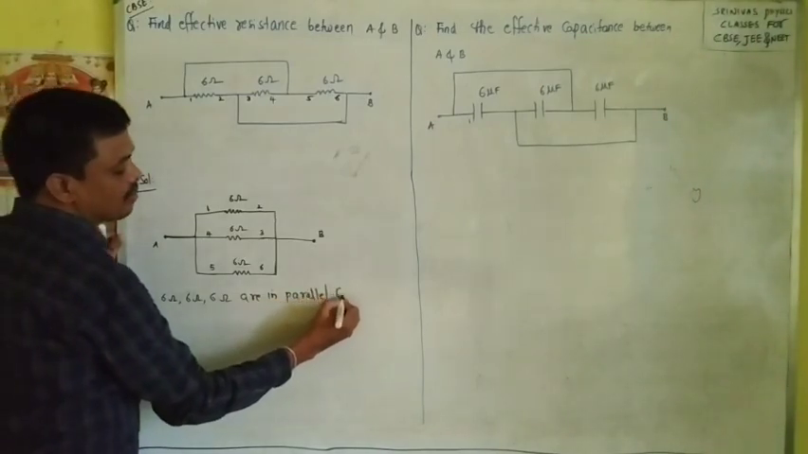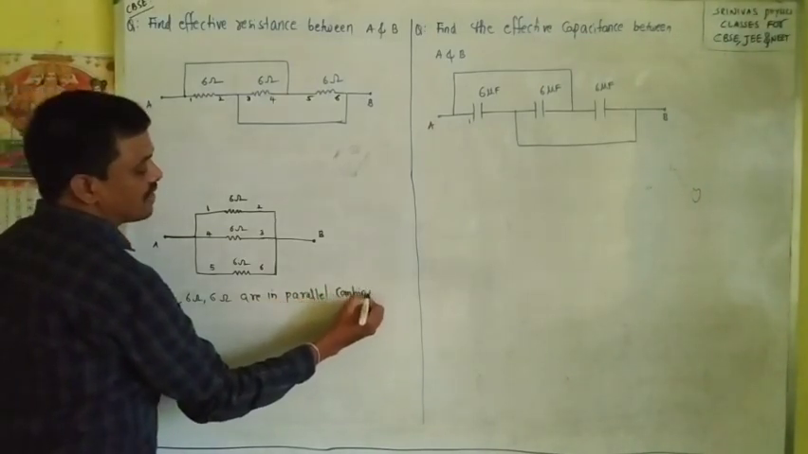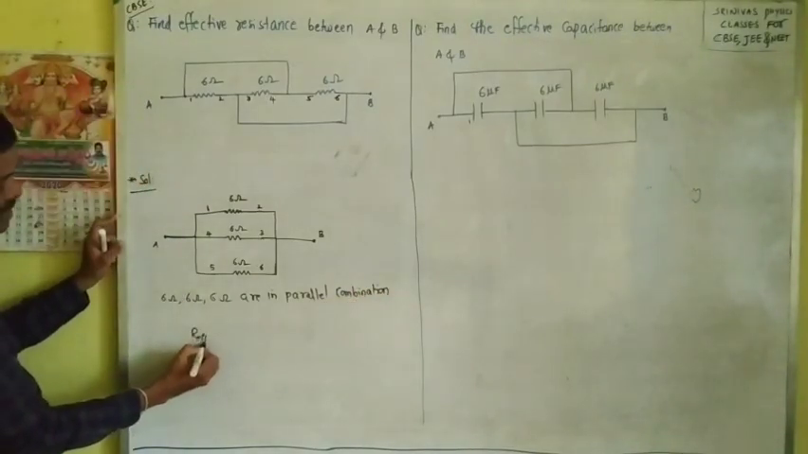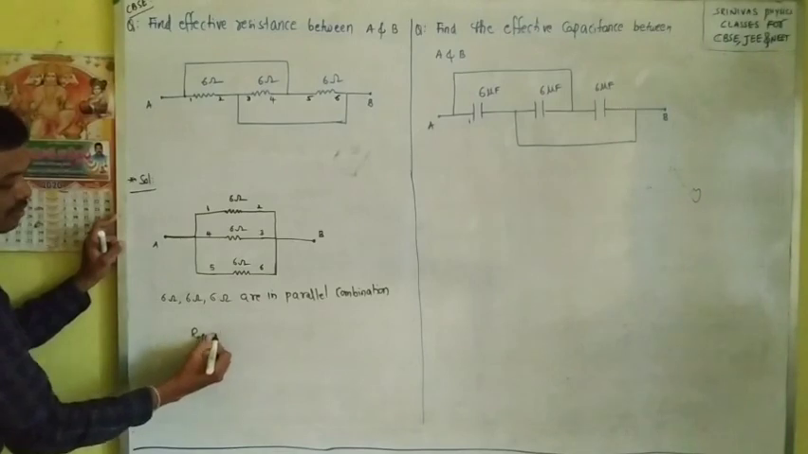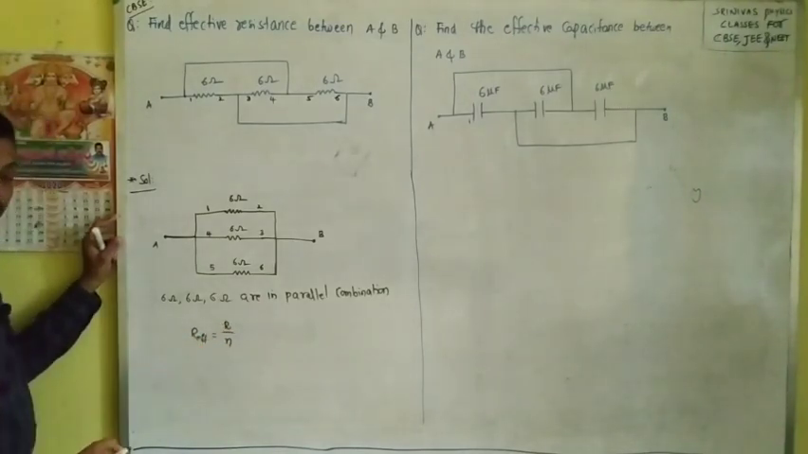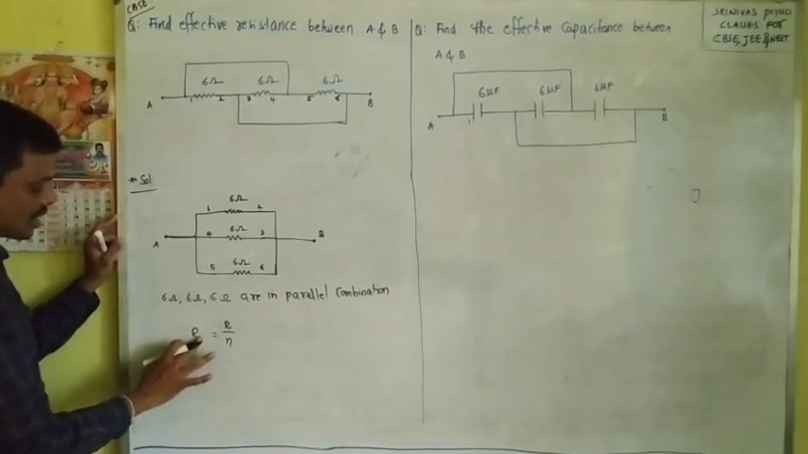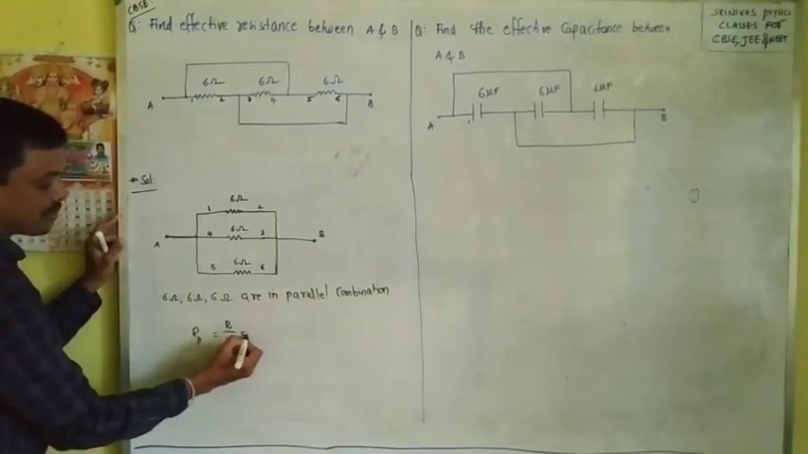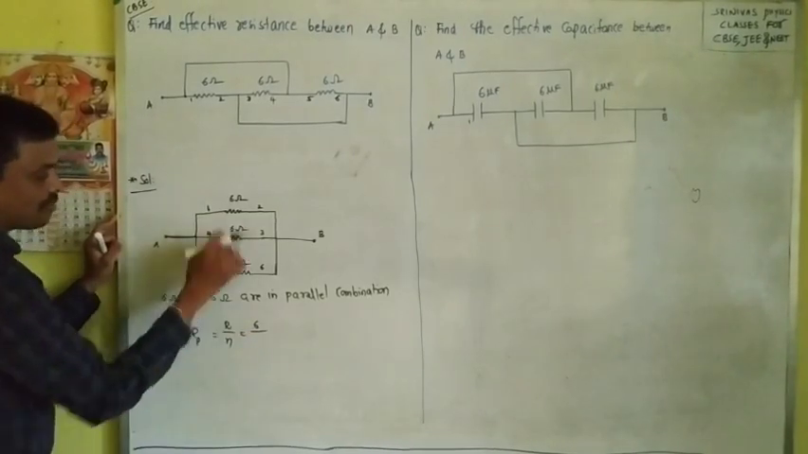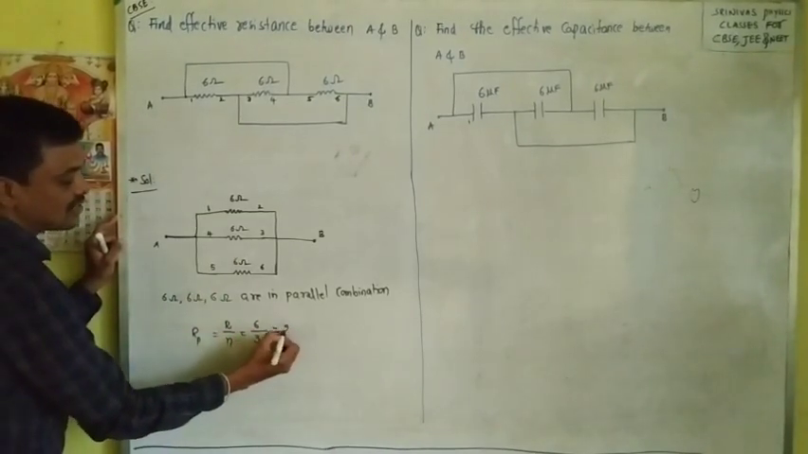What is the effective resistance in the parallel combination? Direct formula we can use, R by N, right? In parallel combination, Rp is equal to R by N. In case of identical resistors, R is 6, number of resistors is 3, effective resistance we got 2 ohm.